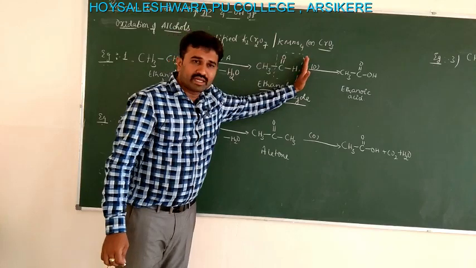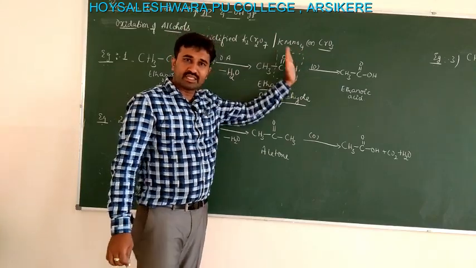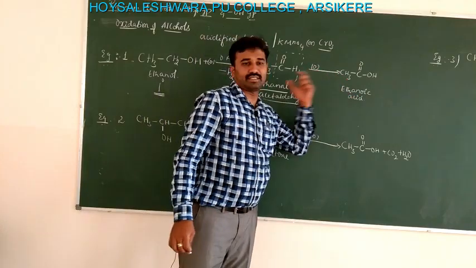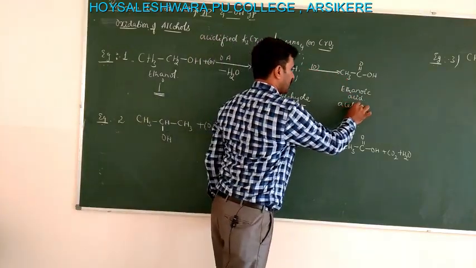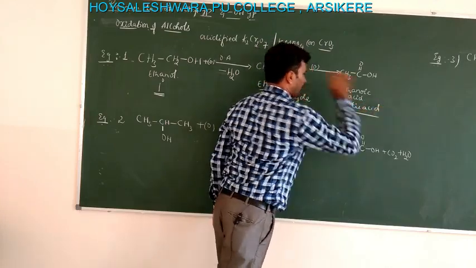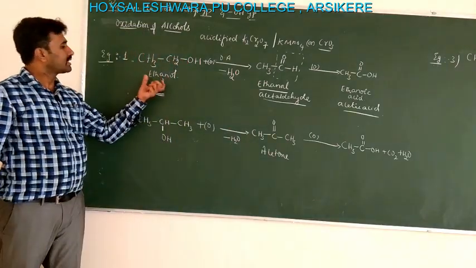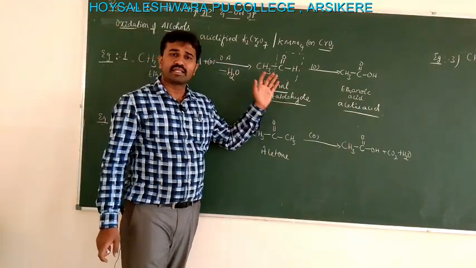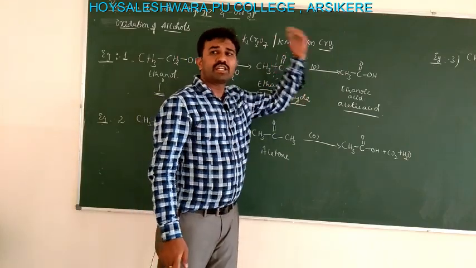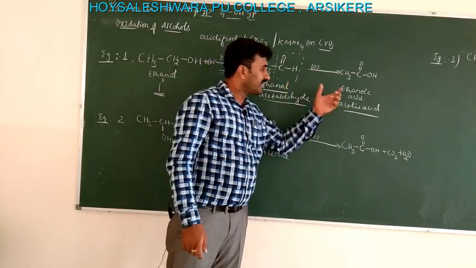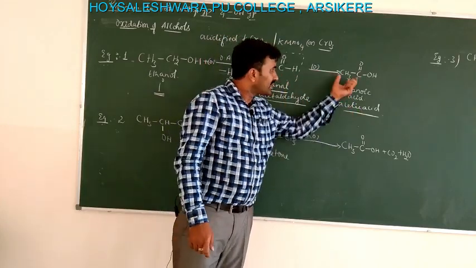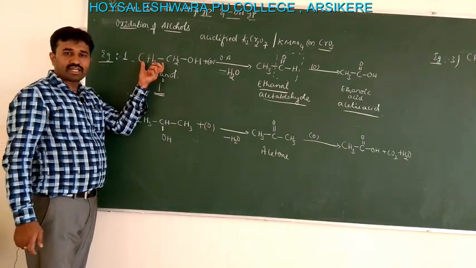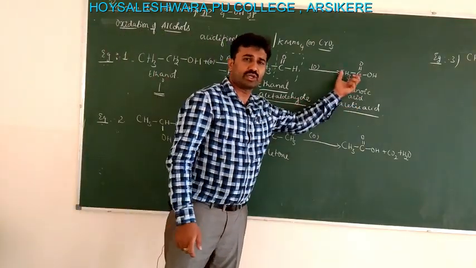The reaction won't stop here. The reaction continues. That means there is a further oxidation of acetaldehyde into acetic acid. See, the overall reaction is here. The ethanol upon oxidation forms initially the aldehyde, acetaldehyde. The reaction doesn't stop here. Further oxidation of acetaldehyde takes place to form acetic acid, which contains the same number of carbon atoms as the alcohol. Here you can see the ethyl alcohol contains 2 carbon atoms, and the acetic acid also contains 2 carbon atoms.